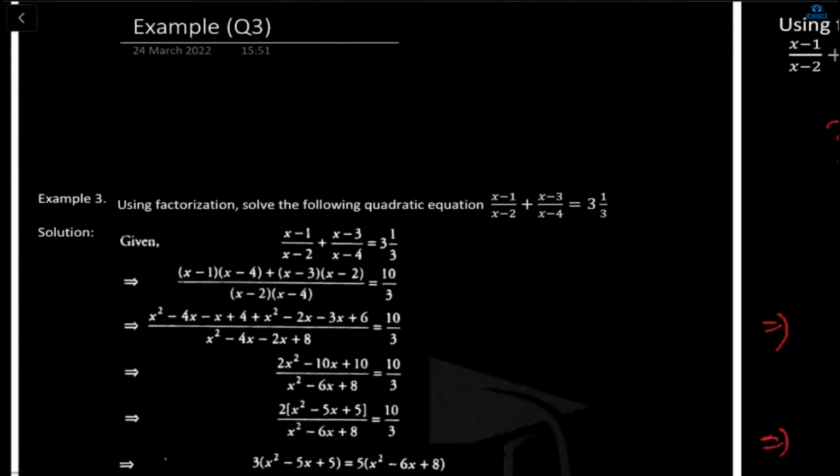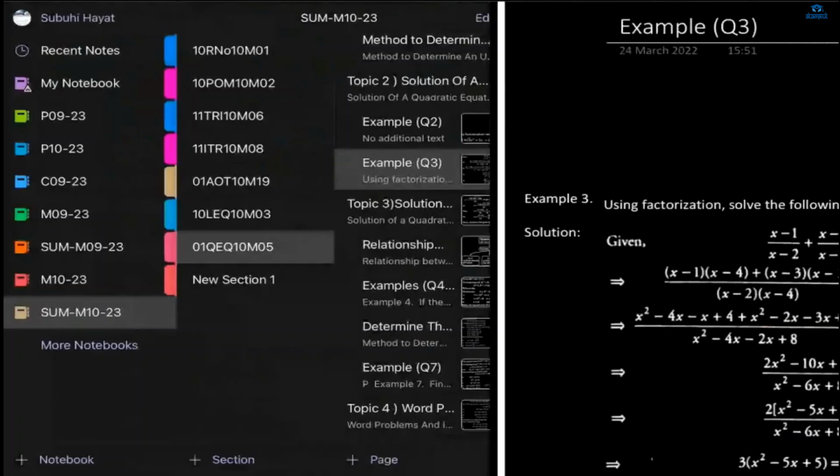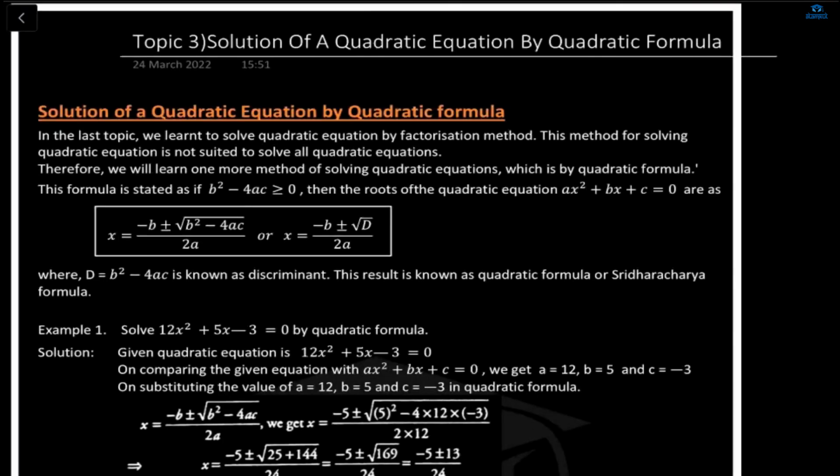Okay, so now we are moving on to the new topic, that is solution of a quadratic equation. Till now we have done solution of a quadratic equation by the factorization method. Now we will see the solution of a quadratic equation by the quadratic formula. Why quadratic formula? Because you cannot get the roots of all quadratic equations with the help of factorization. Sometimes some equations cannot be factorized. You also feel like that. You cannot always factorize all the equations, so in those cases we are going to use the quadratic formula.